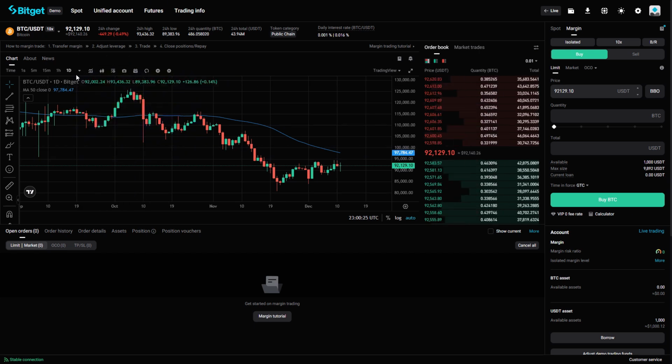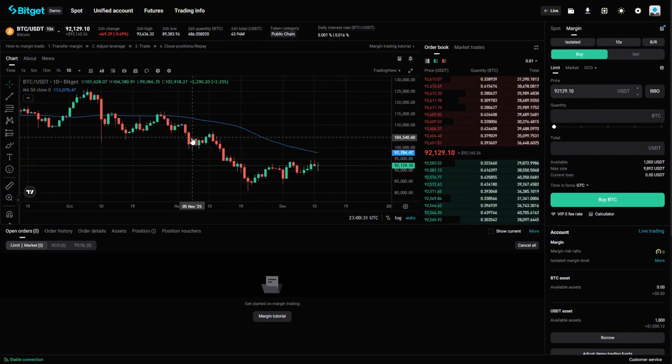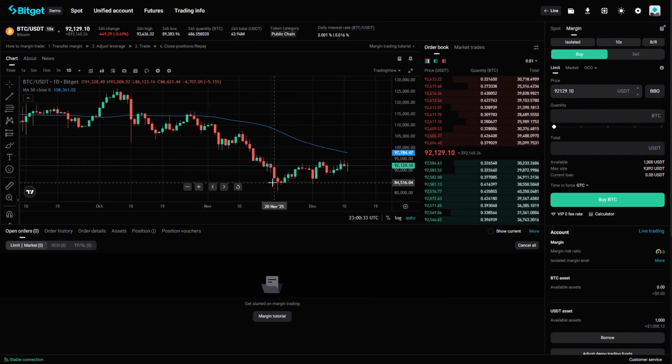If you are new, I recommend starting with the 4 hour or daily chart. These give you a clearer picture of the overall trend without all the noise of the lower time frame. The chart uses candlesticks. Each candlestick represents a specific period of time, depending on your time frame. For example, on the daily chart, each candle represents 1 day. Green candles mean the price went up during that period. Red candles mean the price went down.